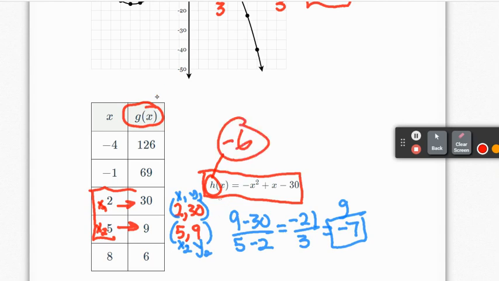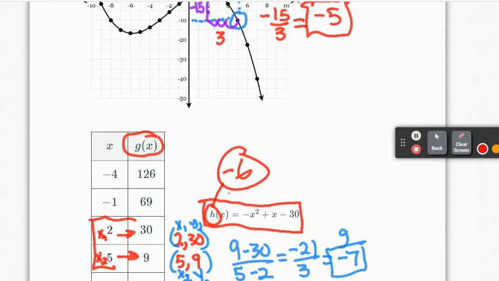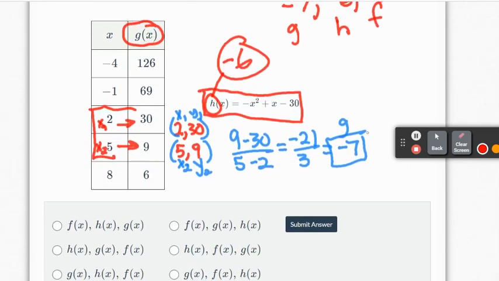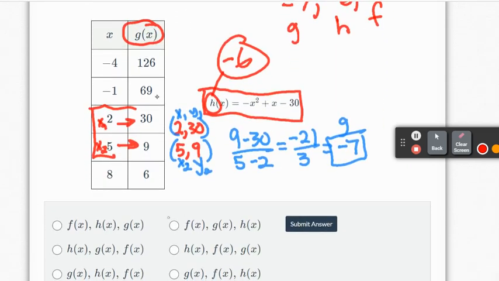And now I just have to compare them, smallest to biggest. My three options are -5, -6, and -7. So it's supposed to go -7, then -6, and then -5, which in function letter order is G is the -7, then H is the -6, and then F is the -5. So the order that I select on here is G, H, then F, which is this one down in the left-hand corner.